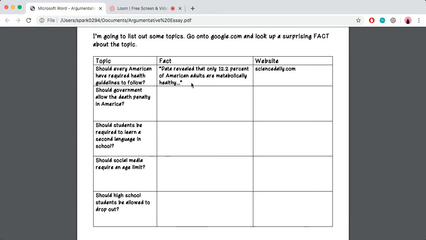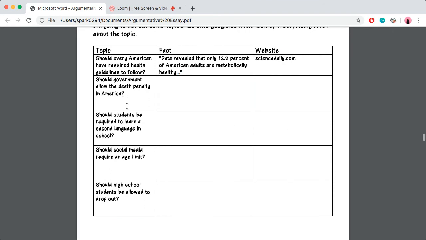So this is not a fact that I made up, and it's not one that I researched on my own. It's one that I literally found on Google. So I need to make sure that I give credit to whom credit is due. So I put down the website sciencedaily.com, and I put this fact in quotes because they are not my own words. So make sure that you put them in quotation marks and make sure that you write down the website in this third column. Let's go down the list.